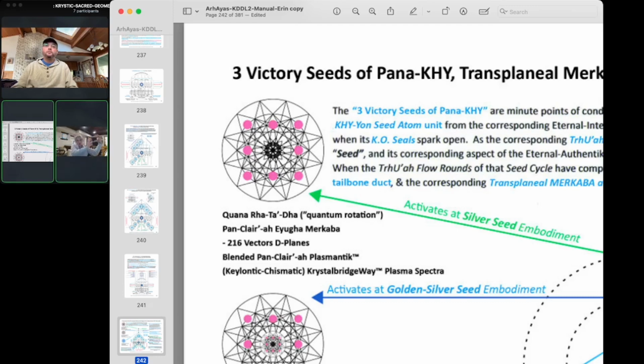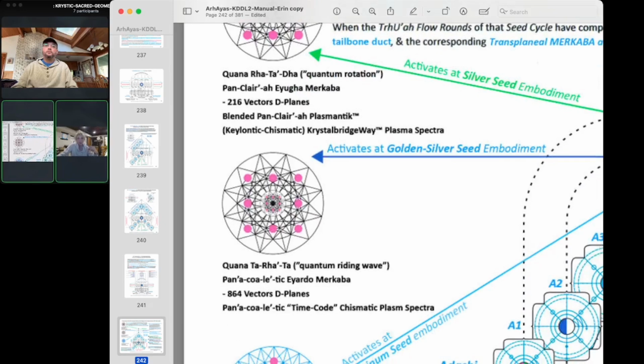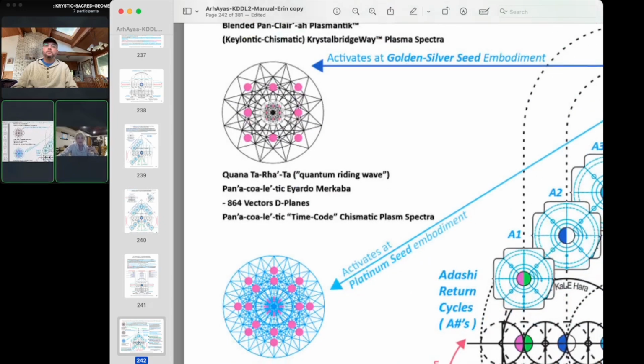This ball over here is going to be the golden silver seed. That's this one. Okay, and this contains 864 vectors. And this one over here has its own D planes, right? And so embodiment of the golden silver seed gives you this Merkaba in your field and allows passage and energy flow and all of that integrated into the two balls of Fe, right?